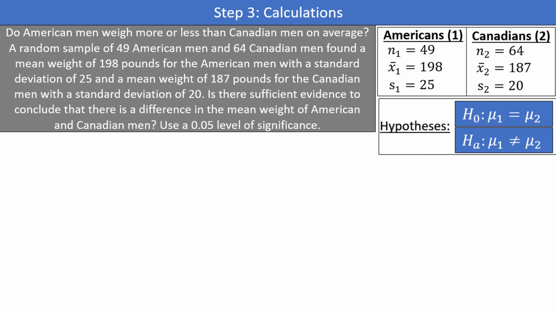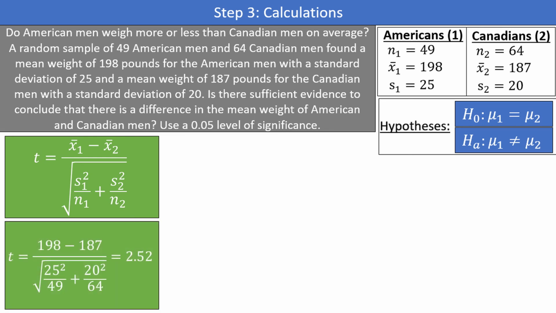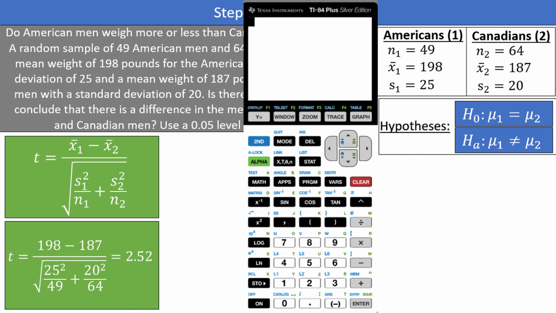Step 3. Calculations. We must calculate the unpooled t-test statistic using this formula. Plugging in, we have this result. On the TI-84 calculator, we type open parentheses 198 minus 187 close parentheses divided by the square root of 25 squared divided by 49 plus 20 squared divided by 64. When we press enter, we get the test statistic of approximately 2.52.